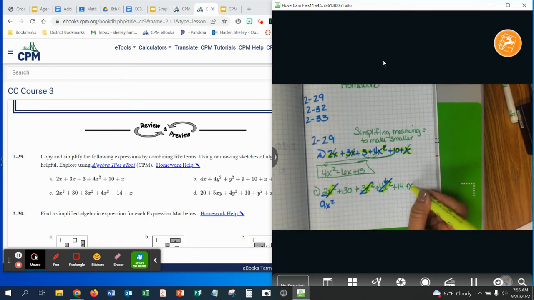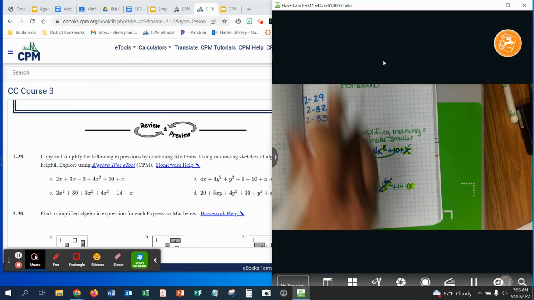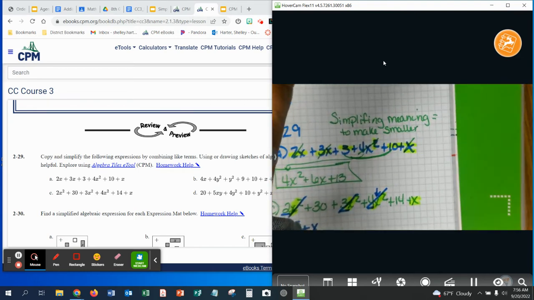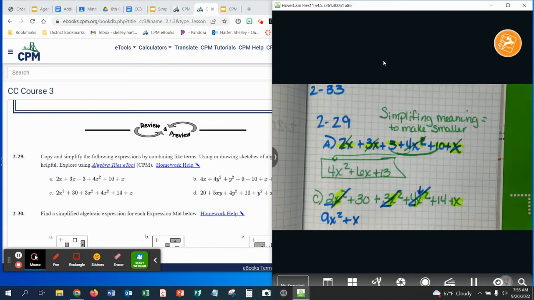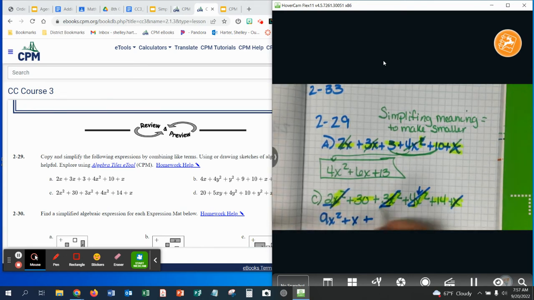Do we have an x here, but do we have any other x's? No. So it becomes x. Let me zoom in so you can see it better. Okay, now we have 9x squared. Gone. The last thing we have is the constants, which is the 30 and the 14, just the numbers by themselves. And that's going to be plus 44. So that's the answer for C.